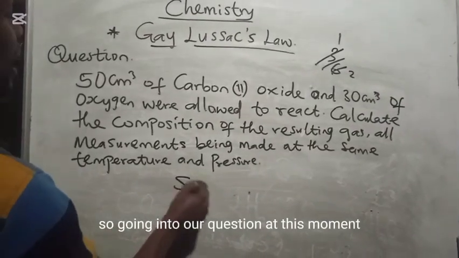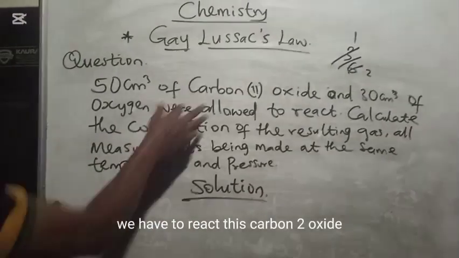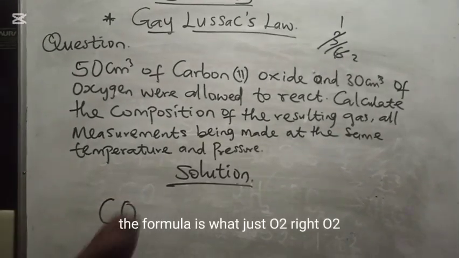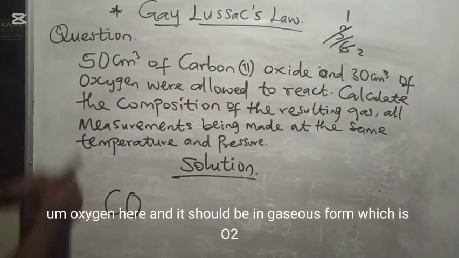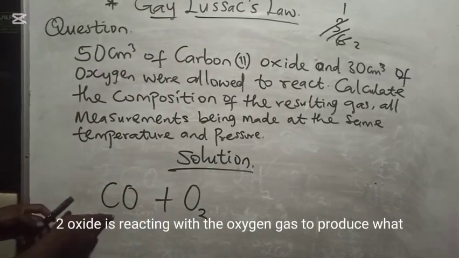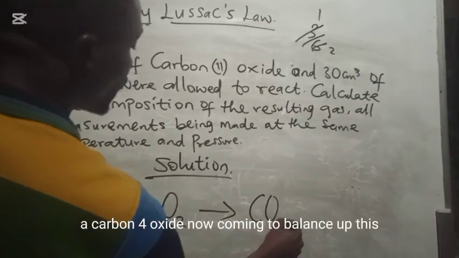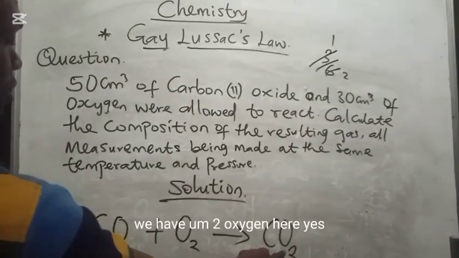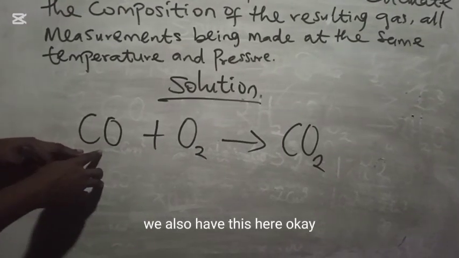So going into our question at this moment, we have to react this carbon(II) oxide. The formula is what? Just CO, right? You have to react it with the oxygen here, and it should be in gaseous form, which is O2, right? So carbon(II) oxide is reacting with the oxygen gas to produce what? Carbon(IV) oxide. Now coming to balance this, we have two oxygen here. Yes, we also have this here.